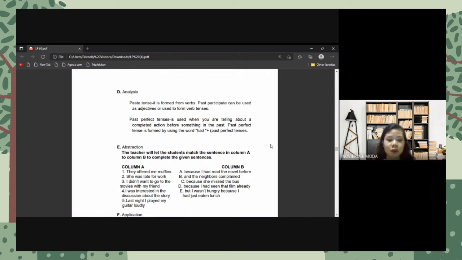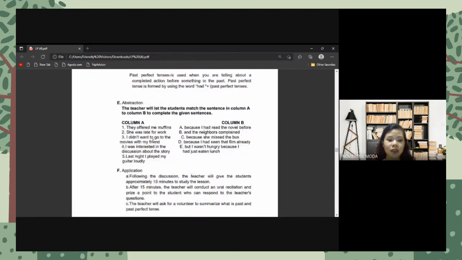The past perfect tense is used when you are telling about a completed action before something in the past, and the past perfect tense is formed by using the word had plus the past participle. So let's go to our abstraction.